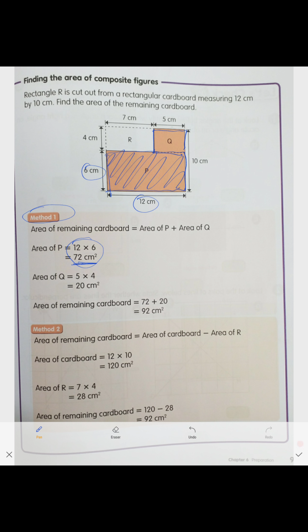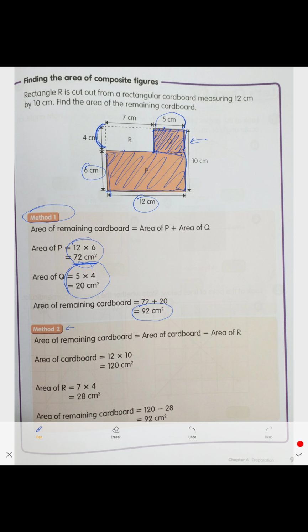And then the figure Q, this one over here, has a side of 5, and this one is 4. So 5 by 4 is 20 centimeters. And then we sum up and it gives us 92 square centimeters.